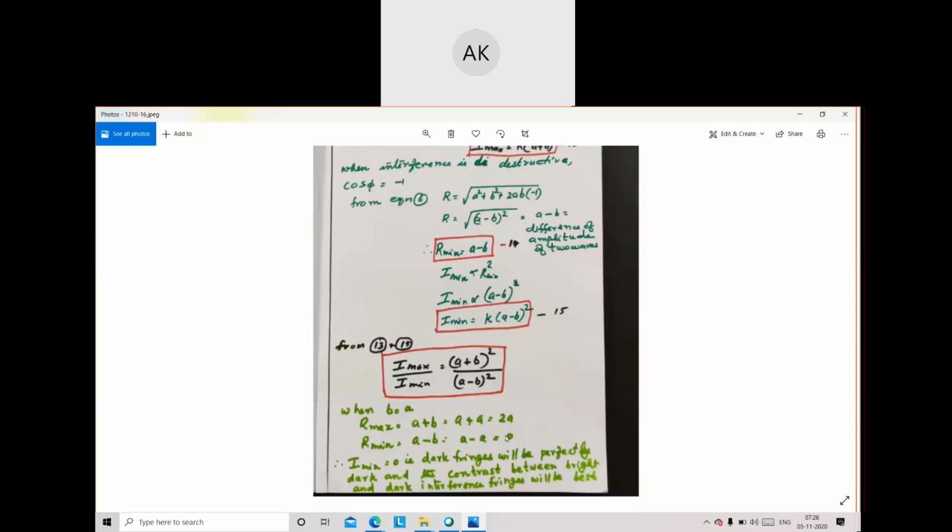If both the waves have almost the same amplitude, we get a very good contrast in the fringe. Fringes, and I showed you now the fringes, the dark color fringe, like that. So the condition for getting very good contrast between the bright and dark is that the amplitude must be the same.